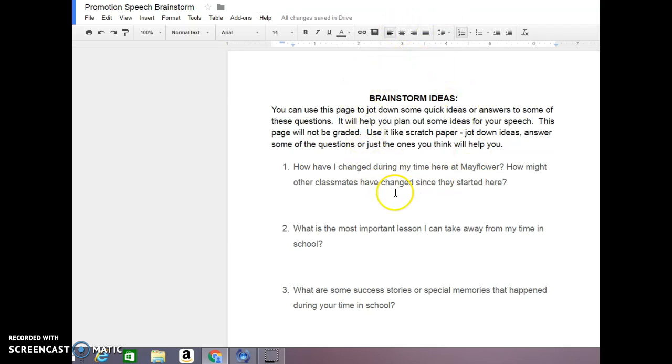It's a brainstorming page. It's a place where you can brainstorm your ideas for your speech. It has a few important questions that you can answer. And this is just for you. You can decide how much you want to write on this page. It's just to get you starting to think about things you may want to include in your speech.